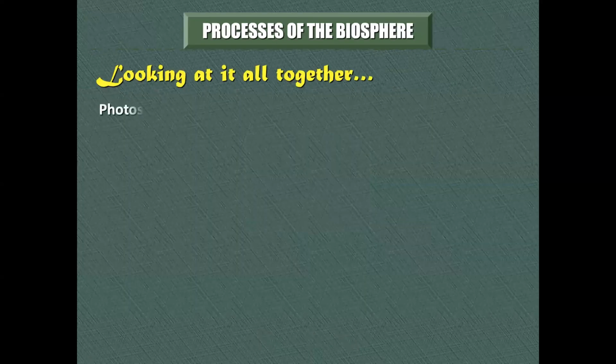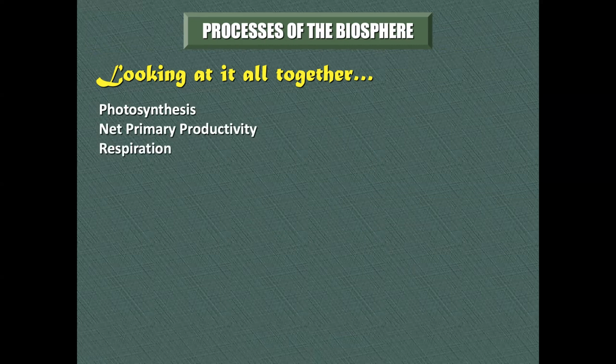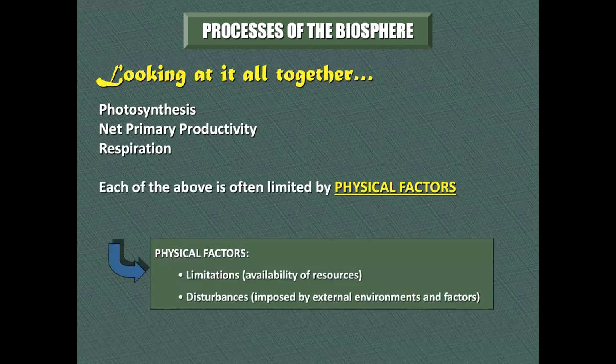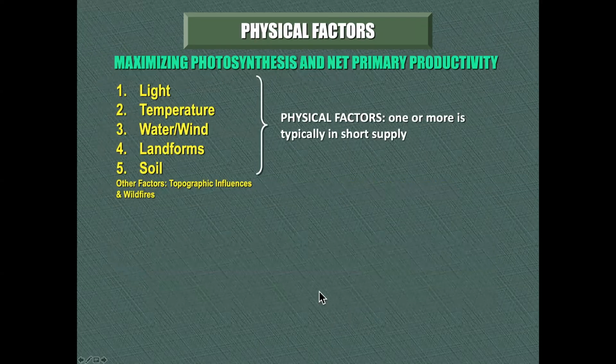So looking at it all together, photosynthesis, net primary productivity, and respiration. Each of them is limited by physical factors, and these physical factors are limitations and liabilities. They can also be imposed by what are called disturbances, which are basically external to a particular place. And light, temperature, water, wind, landforms, and soil, these are the physical factors that can be in short supply. One of them, two of them, maybe most of them.